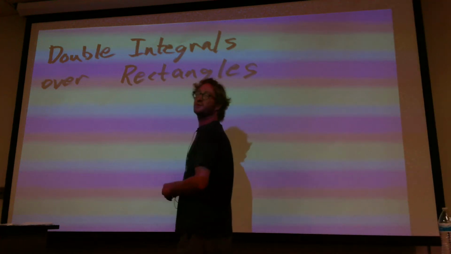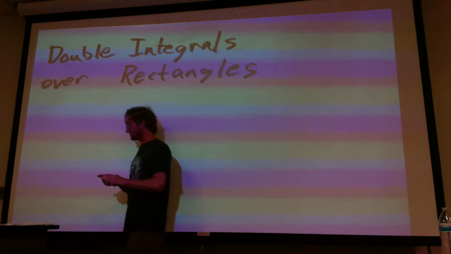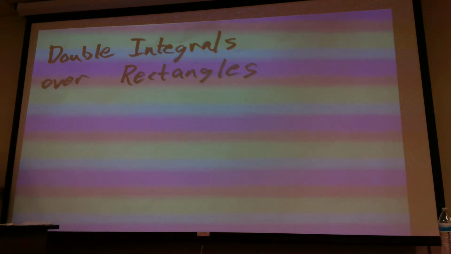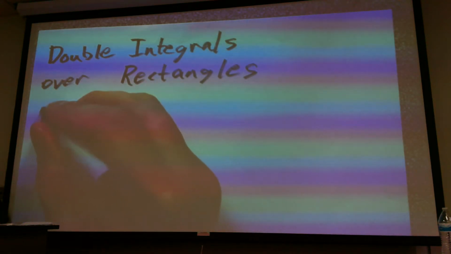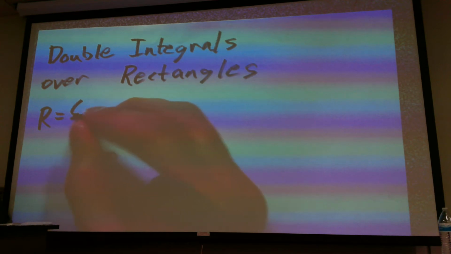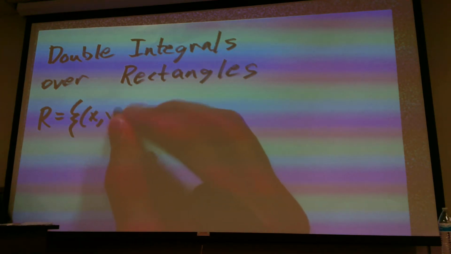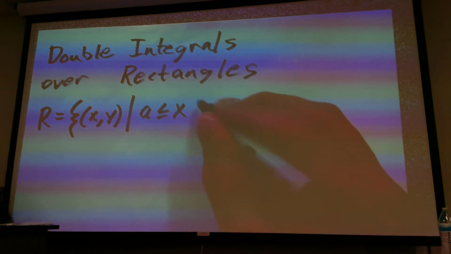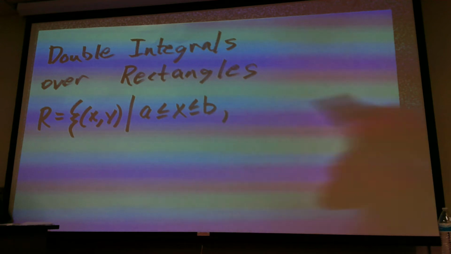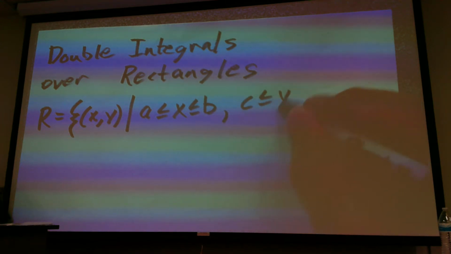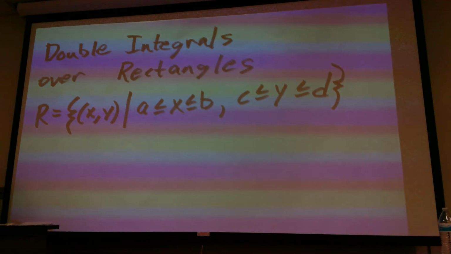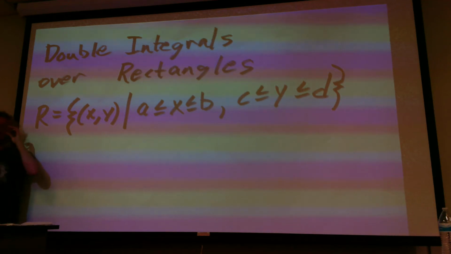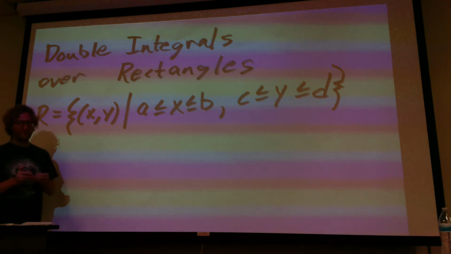Okay, so let's start today with double integrals over rectangles. Let's say that we have a region R, which is going to equal all of the xy values such that a is less than or equal to x, which is less than or equal to b, and c is less than or equal to y, which is less than or equal to d. So we want to integrate over this region, calculating the volume of a function.